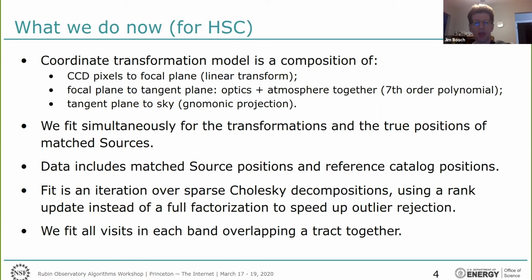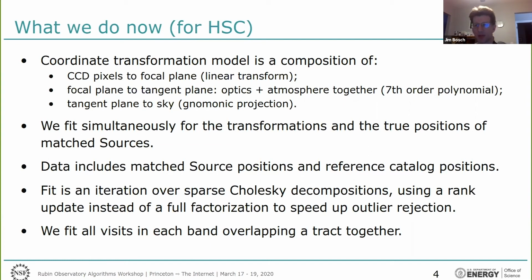And then we fit this model to all visits in each band overlapping a tract at one time. And a tract is a region of sky roughly the size of a focal plane, but we fit all of the visits that, with dithering, touch that tract on the sky at one time.